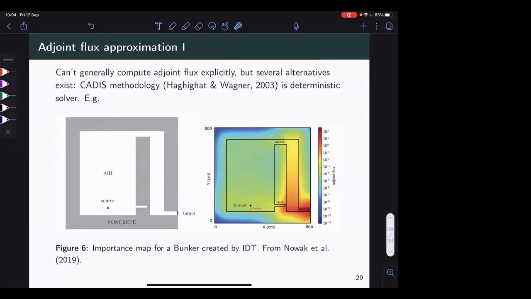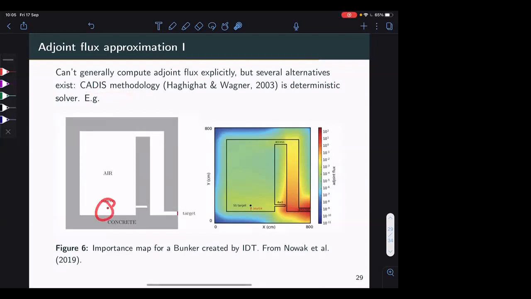In fact, there is quite a lot in the literature. This is a slide from one of Eric's papers. There is quite a lot of different methodology now for computing these weight functions, or importance maps, h functions. This is an example using a variant of this CADIS methodology from a recent paper by Eric. This is what's in the Tripoli software.